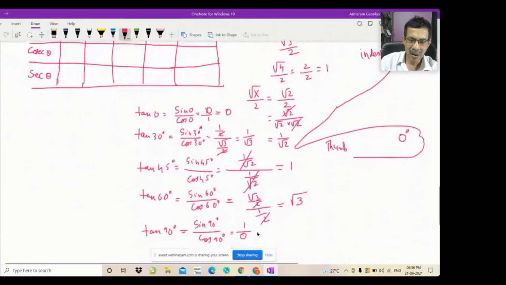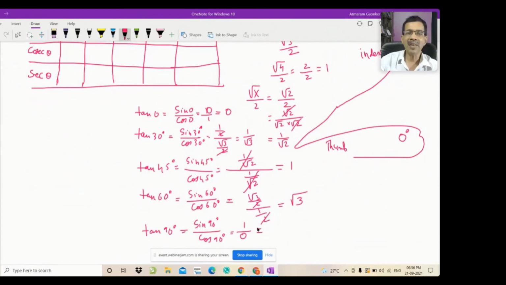And when 0 comes in the denominator, you normally say that the value is infinity. But you cannot say it is infinity. Please don't say it is infinity. What we say is not defined. ND. It is not defined. So whenever 0 comes in the denominator, you have to write it as not defined.